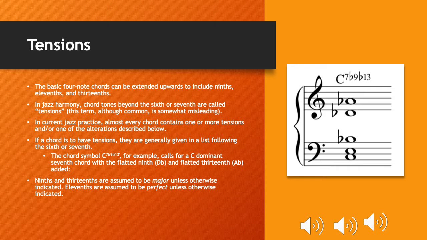The chord symbol C7 flat 9 flat 13, for example, calls for a dominant 7th chord starting on C. So that's a C, E, G, B flat with the flattened 9th, D flat, and a flattened 13th, A flat. Here's what that chord might look like on a page and what it would sound like, as well as any further information.